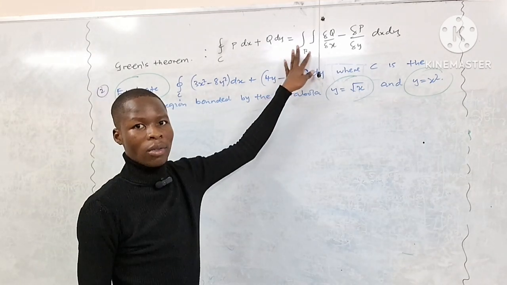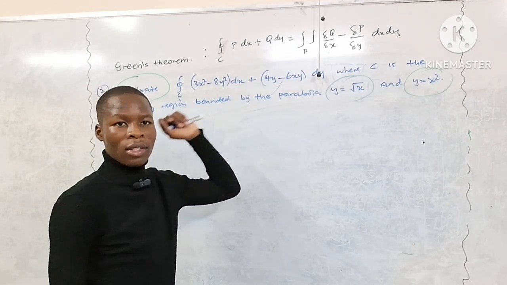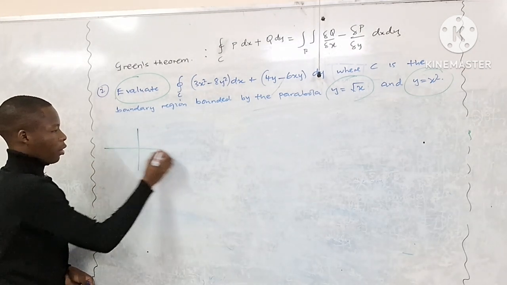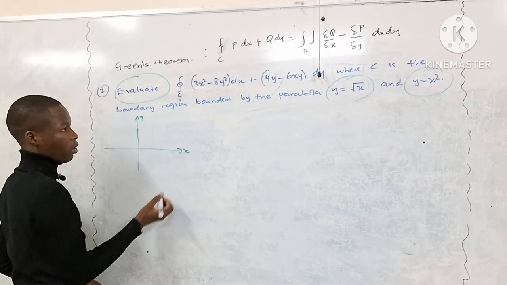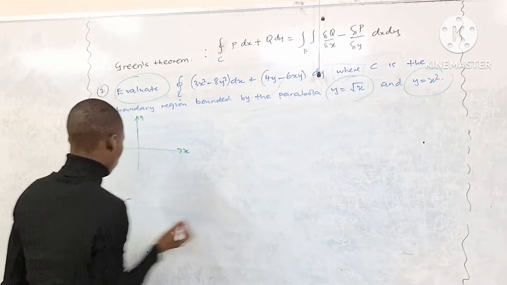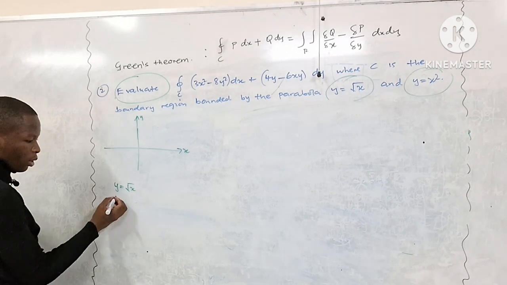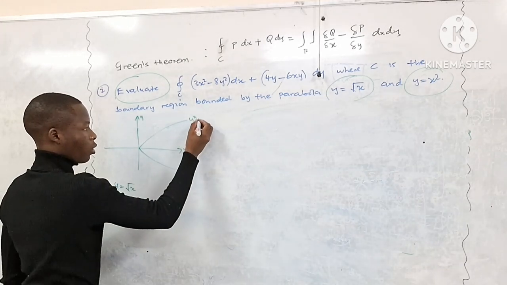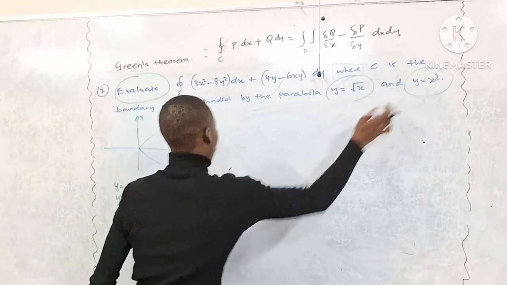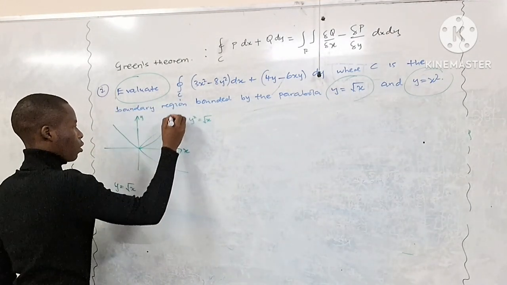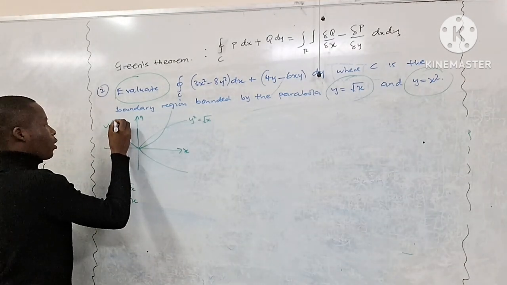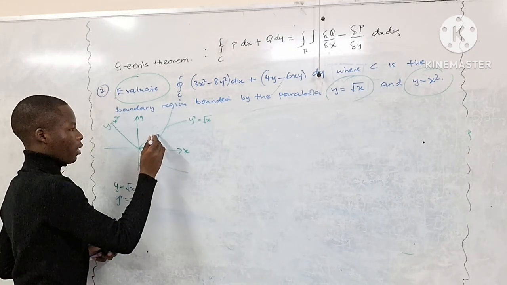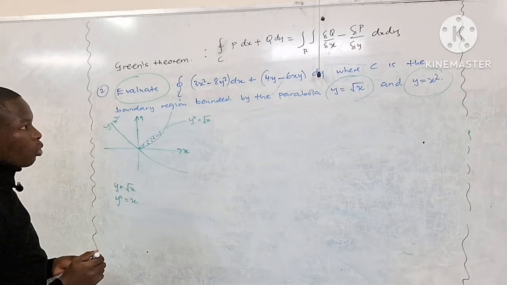You have to solve one side of Green's theorem. If you can choose the right hand side, you can choose the left hand side. Choose what you want. So I'm going to draw the graphs. This is y, this is x. This is y is equal to root x, which is nothing but y squared is equal to x. This one is the graph y is equal to x squared. So this is the region bounded by the two curves.